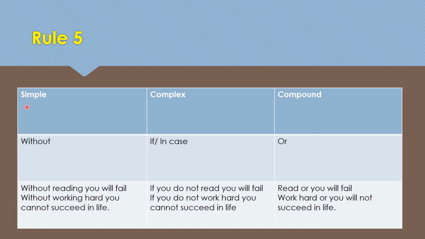Rule 5, in the simple sentence, if it begins with without, then in the complex you will use if or in case, and in the compound you will use the coordinating conjunction or. So the sentence reads, without reading you will fail. So in the complex, if you do not read you will fail. Read or you will fail. The next example, without working hard, you cannot succeed in life. If you do not work hard, you cannot succeed in life. Work hard or you will not succeed in life. So if in the simple there is without, then in the complex you will use if or in case, and in the compound you will use or.